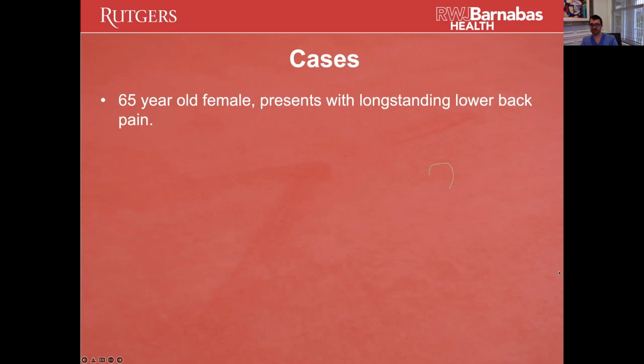I can't see if anyone's typing. All right, Mike, I'm picking on you. I mean, general, onset, provocation, radiation type stuff. Where is it located? Is it going down an extremity or more just localized to the back?